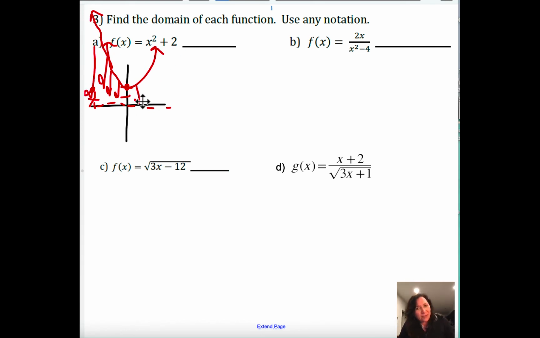Likewise on the right, it comes down, comes down, comes down. And so when are they going to end? They're never going to end.